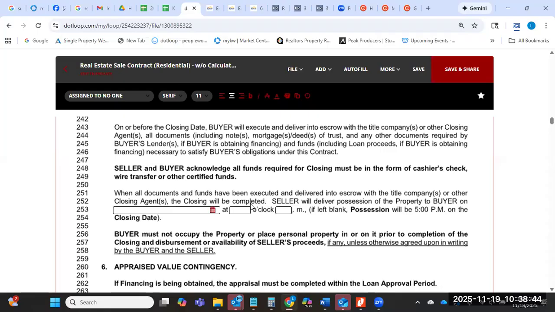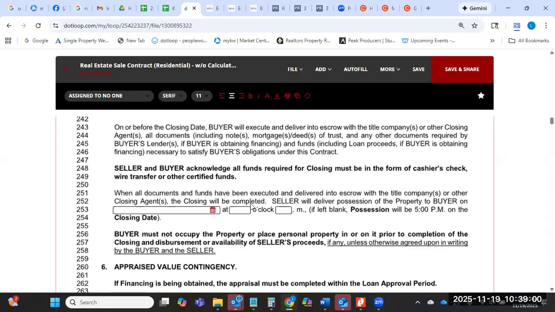Otherwise, we have another form, but it's not coming up nearly as often as it used to in our world. And the reason you leave this blank is because if you read it, line 253 says possession will be 5 p.m. on the closing date.